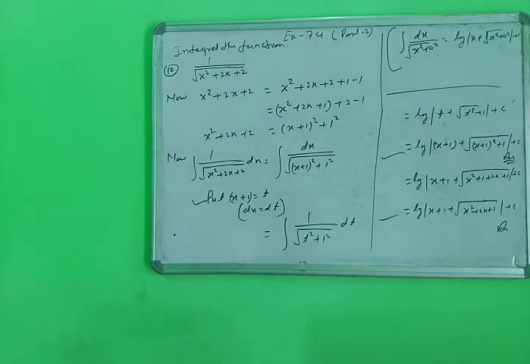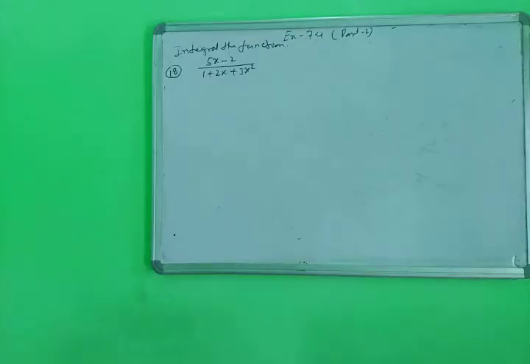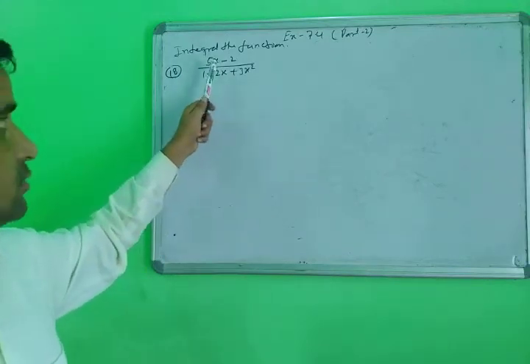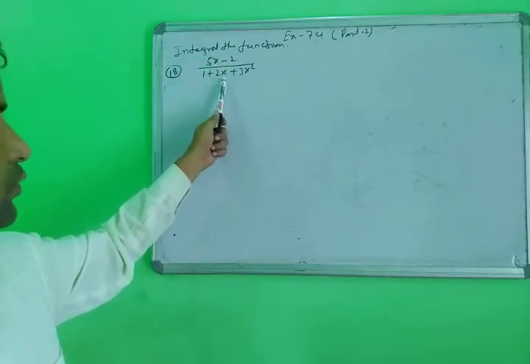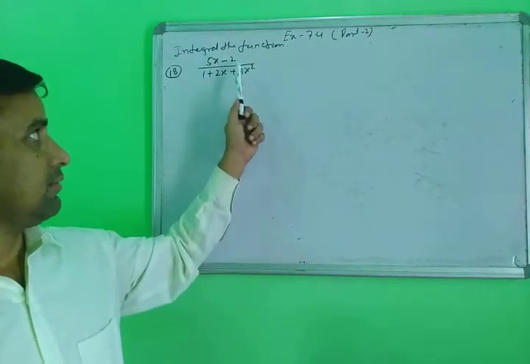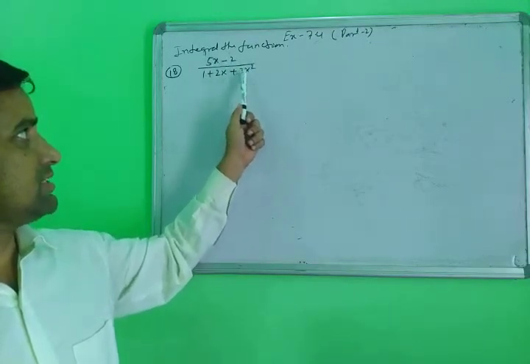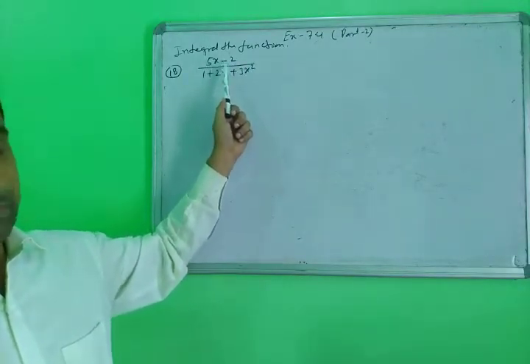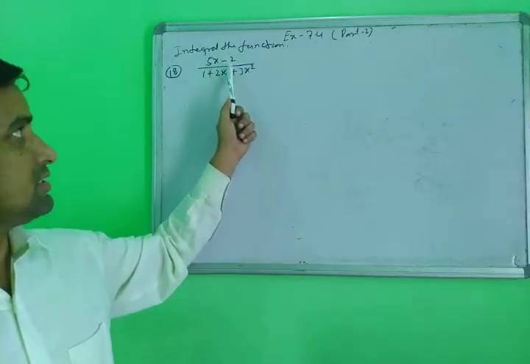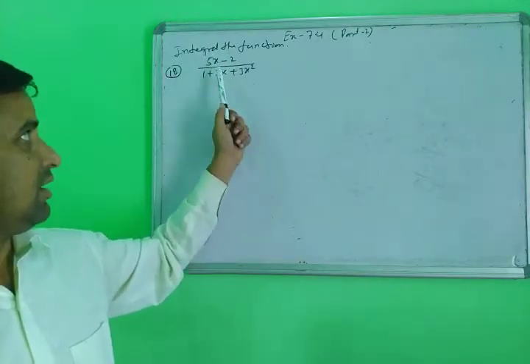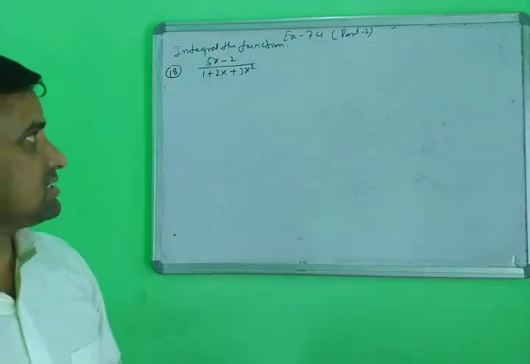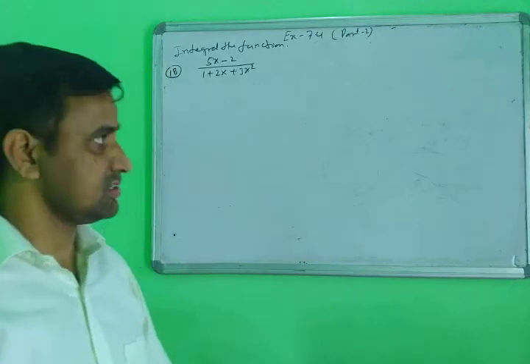Yes, student. Next question, I am taking a different type of question here. Question number 18: 5x minus 2 upon 1 plus 2x plus 3x square. Suppose you directly substitute the derivative of this denominator, the result will become 6x plus 2, but here we have 5x minus 2. It means you cannot directly substitute this value; some different property will be used here. When you substitute directly, the numerator will not come out. So we will use a special type of function here.